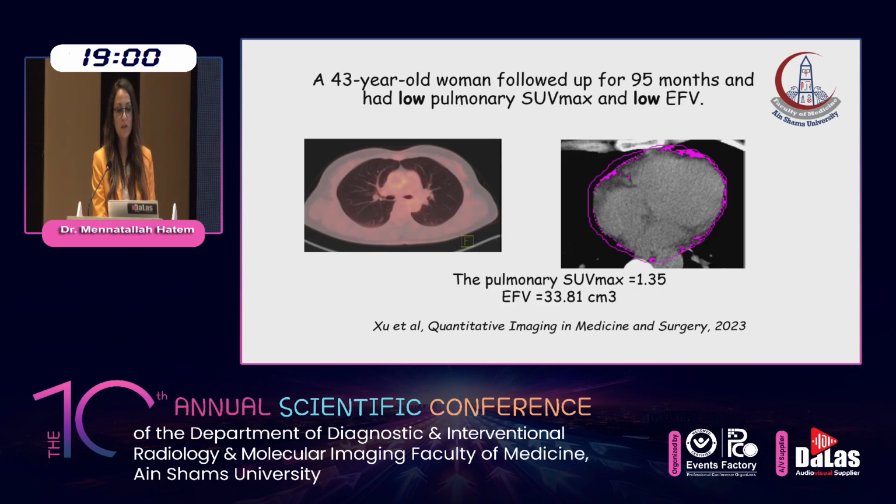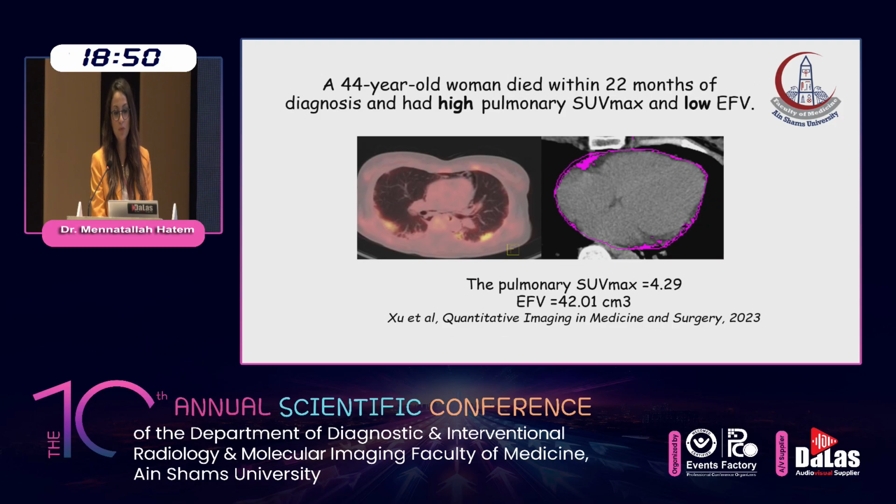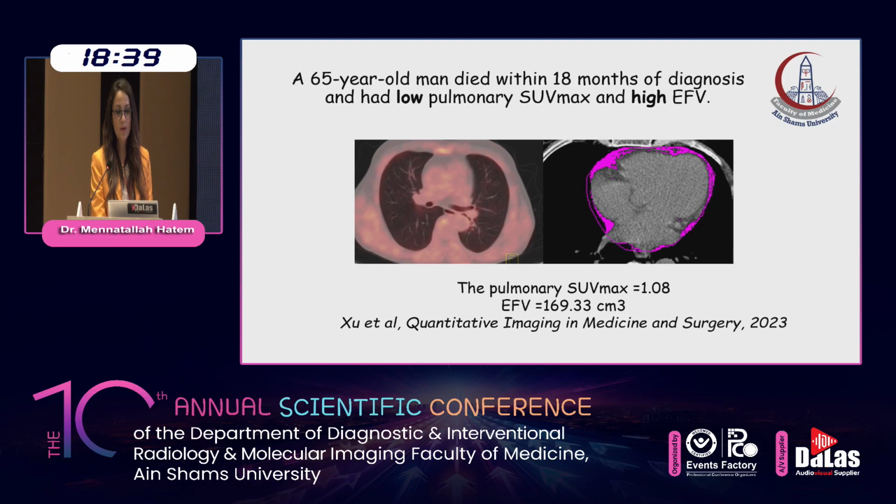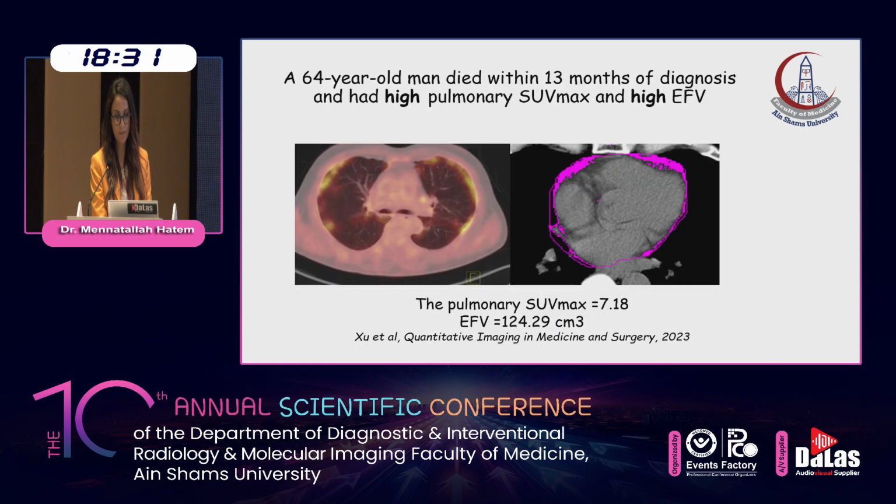This is a 43-year-old woman followed up for 95 months, and she had low pulmonary SUV max and low epicardial fat volume. Another case, a woman who died shortly after, 22 months within diagnosis, and she had pulmonary high SUV and low epicardial fat volume. Another male who died within 18 months of diagnosis, he had low pulmonary SUV but high epicardial fat volume.